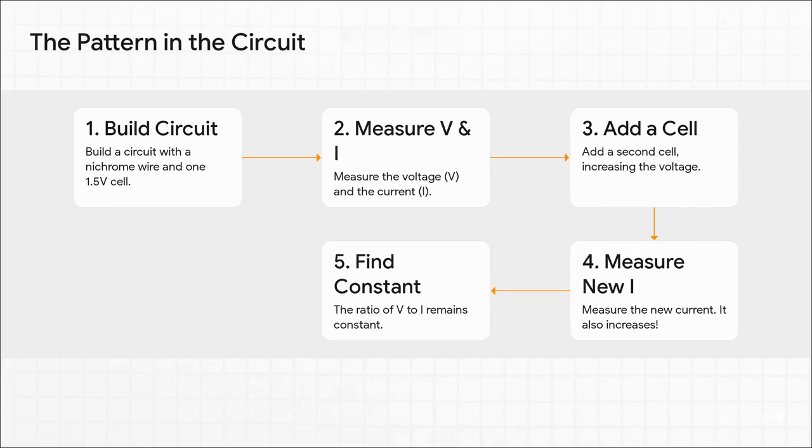He'd set up a basic circuit and carefully measure both the voltage and the current. Then he'd add another battery, which doubled the voltage. And what do you think he found? The current also doubled. He kept doing this and saw the same pattern every time. For any given wire, the current was always directly proportional to the voltage. The ratio between them was always constant.